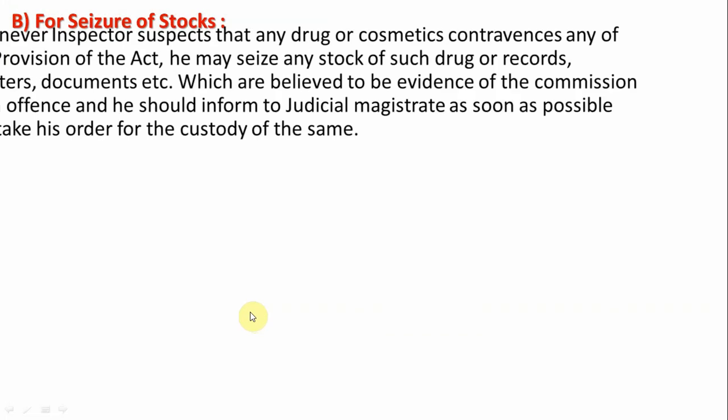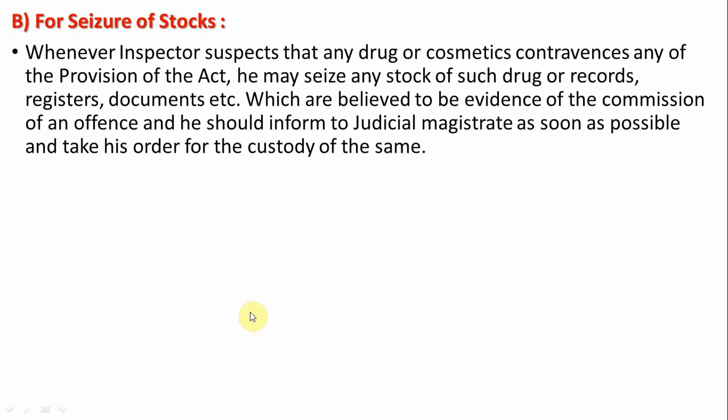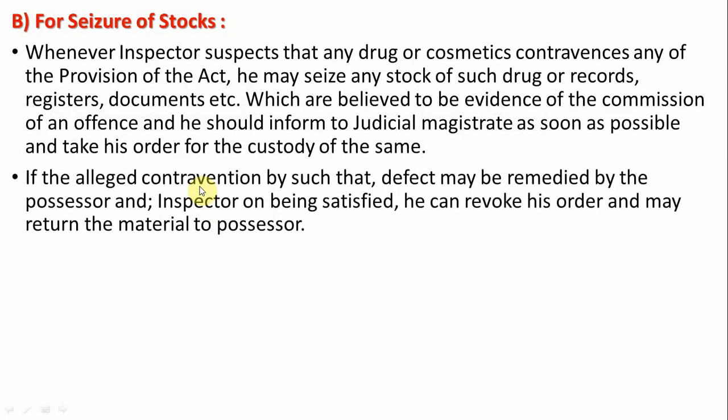Then, for seizure of stock. Whenever an inspector suspects that any drug or cosmetic contravenes any of the provisions of this DTAB Act, he may seize any stock of such drugs or records, registers, documents which are believed to be evidence of the commission of an offence, and he should inform the judicial magistrate as soon as possible and take his order for the custody of the same. Then if the alleged contravention can be remedied by the possessor and the inspector is satisfied, he can revoke his order and may return the material to the possessor.